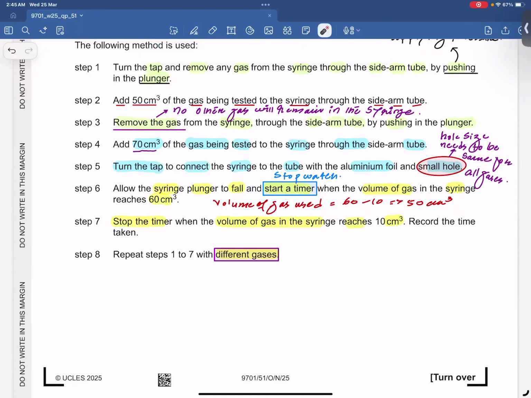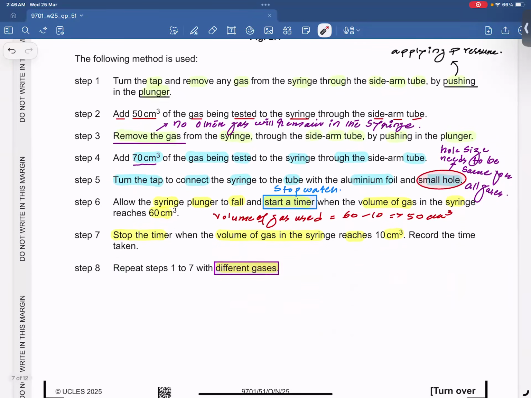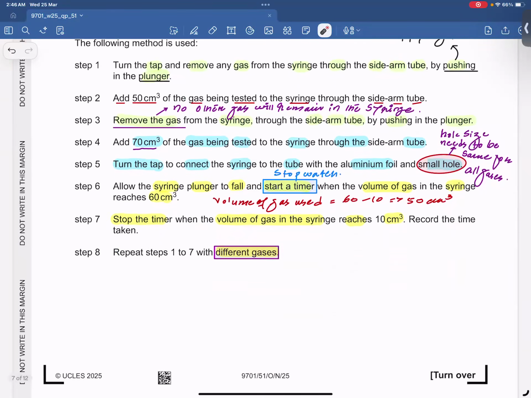If you change the size for each gas, then obviously we will not get a fair comparison of the rate of effusion. So for a fair comparison, the hole has to be the same size for all the gases. Yes. Okay, let's move on to the next. Any other thing which I can link to the explanation?